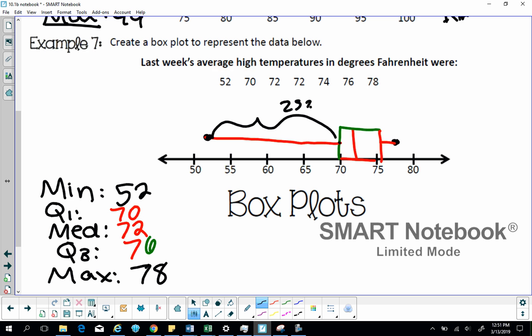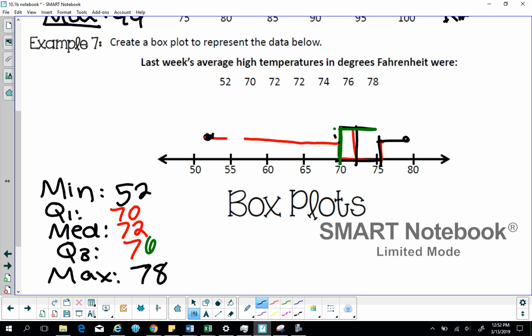When you do the box, just make sure you're not doing what a lot of people did last class, putting the dot up here and going like this, where you couldn't tell the difference. The box is just your Q1, median, Q3 lines, and then you just draw a box on top of it. Your max is just a dot, so that's not a line. The dots are just the min and max, like that. Does that make sense? Cool.